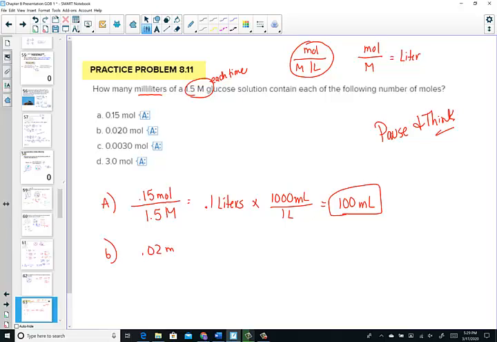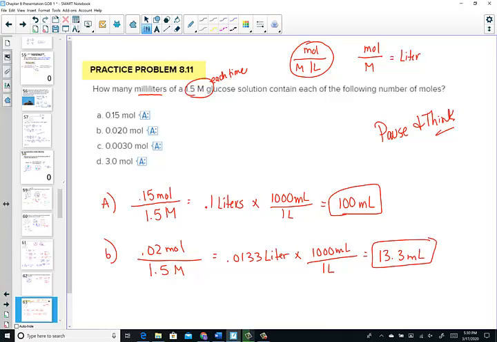Letter B: 0.02 moles in the concentration of still 1.5. When I hit this out, 0.02 divided by 1.5 is 0.0133 repeating. But I want that to be in a milliliter, so remember to slide your decimal 3 spots to the right, and you will find 13.3 milliliters, or 13 with 2 sig figs.